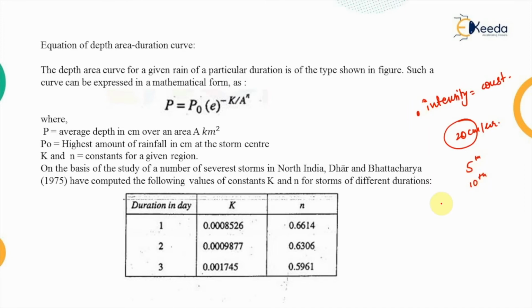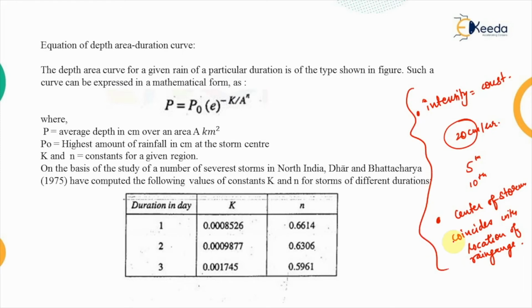The second assumption, and that is the most important one, is that there will be a certain point in the storm at which the center of the storm will be located, and that coincides with the location of the rain gauge. So the center of the storm coincides with the location of the rain gauge. These two are the basic assumptions.